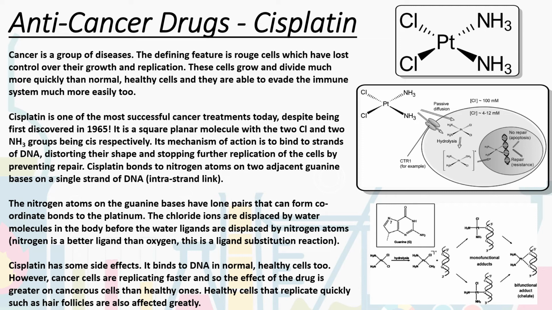Now, cisplatin also has some side effects. It doesn't just bind to the cancerous DNA, but it also binds to DNA in normal, healthy cells too. Now, it's not so much of a problem. The reason why it works is because cancer cells are replicating much, much more quickly than healthy cells are, and so the effect of the drug is much greater on cancerous cells than it is on healthy cells. But it still affects healthy cells as well.